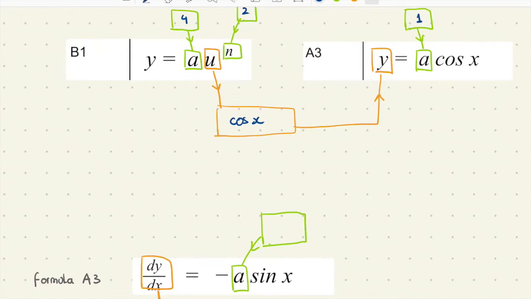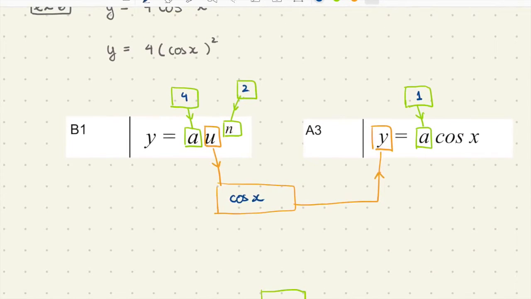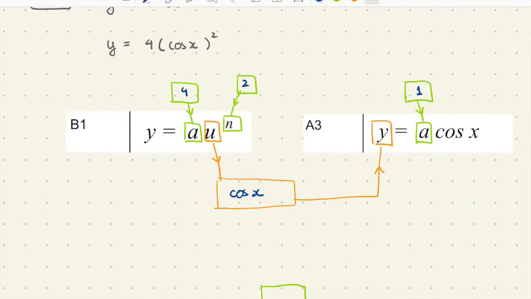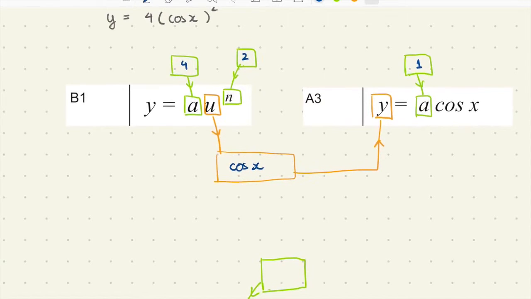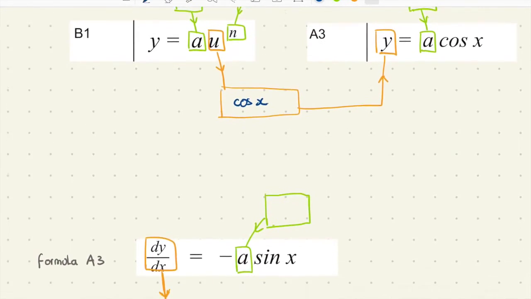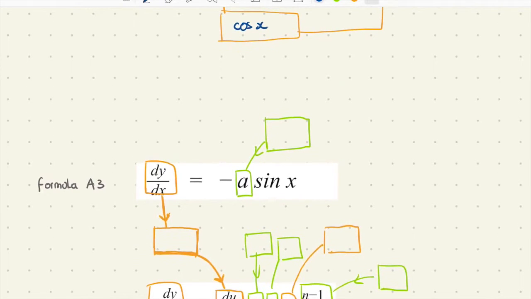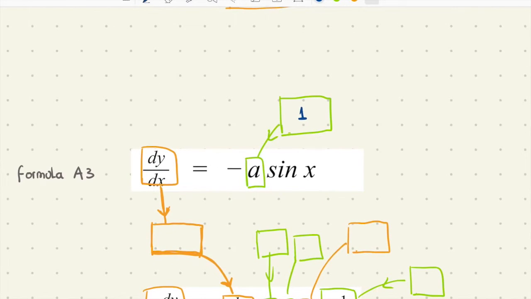That's how we recognize, how we choose the formula. We know we must use formula B1 then A3. When we find the differentiation, we do the opposite order. We apply formula A3 first. A equals 1 here. dy/dx is equal to negative a sine x, and a is equal to 1. So dy/dx will be negative sine x.